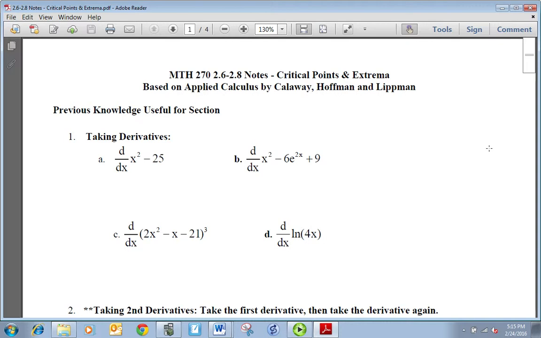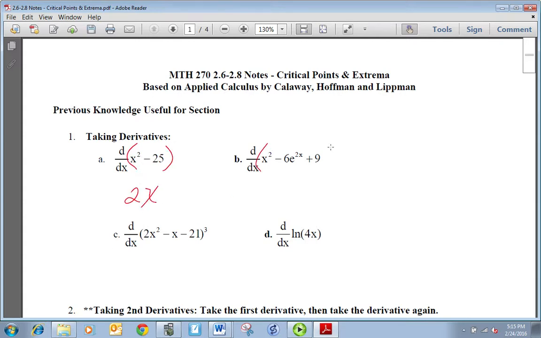Alright, in this video we're going to be learning about critical points and extrema. Before we get started with that, let's review a few things that will help us with this material. So taking derivatives, if I take the derivative of x squared minus 25, I should get 2x.